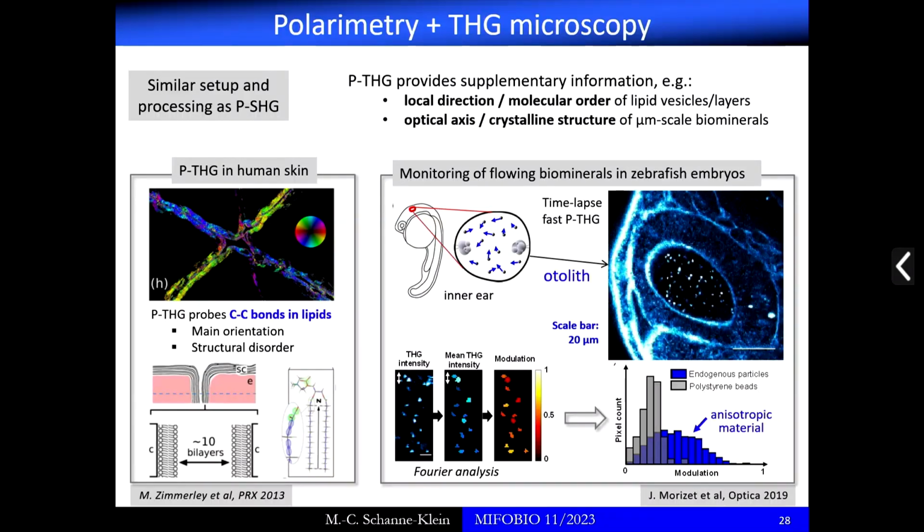It can be done also here. It's a movie of small biominerals within the ear of a developing embryo. And here you see that we have switched to fast third harmonic generation using electro-optical modulators, so it's possible to do it dynamically. And we can differentiate these minerals from, let's say, beads that are not crystalline, using the modulation of the signal.